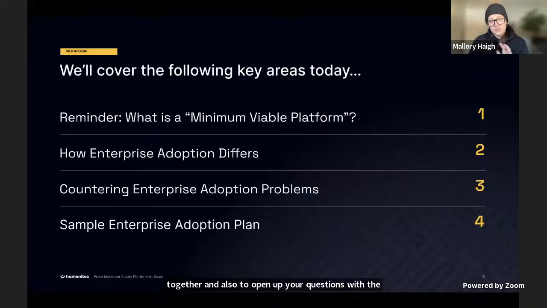So today we're going to go through a few different things. The first thing is a reminder of what the minimum viable platform is, how enterprise adoption differs as a whole, and how we counter these adoption problems that we often see inside enterprises. Then I'm going to show you a sample enterprise adoption plan, something we use here at Humanitech very regularly with our enterprise size customers to facilitate broad adoption of an IDP powered by Humanitech within their organizations.